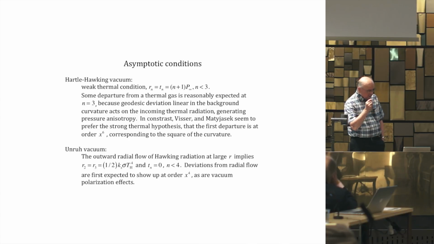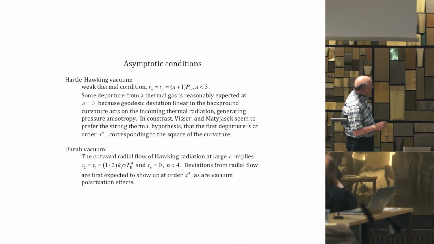trajectories which are non-radial causes them to alter their behavior from what it would be in, say, a uniformly accelerating frame of flat space, and has the potential of generating pressure anisotropy. And we'll see in our numerical fits that we often do have to allow things to deviate from this isotropic expansion at n equal 3 or greater.